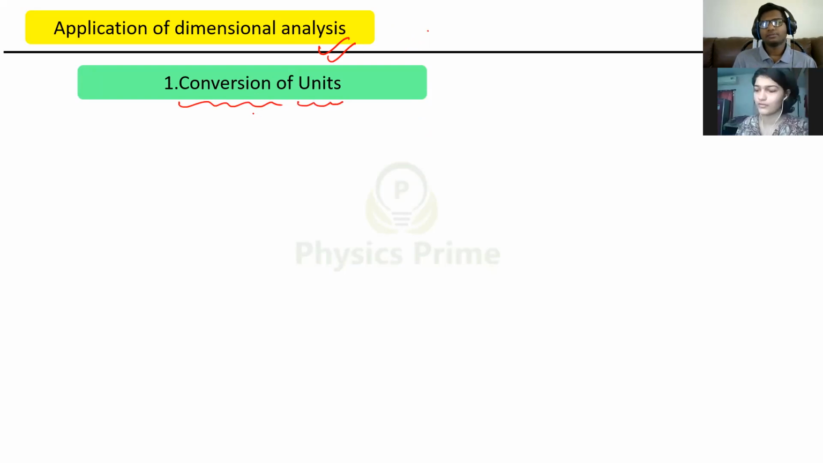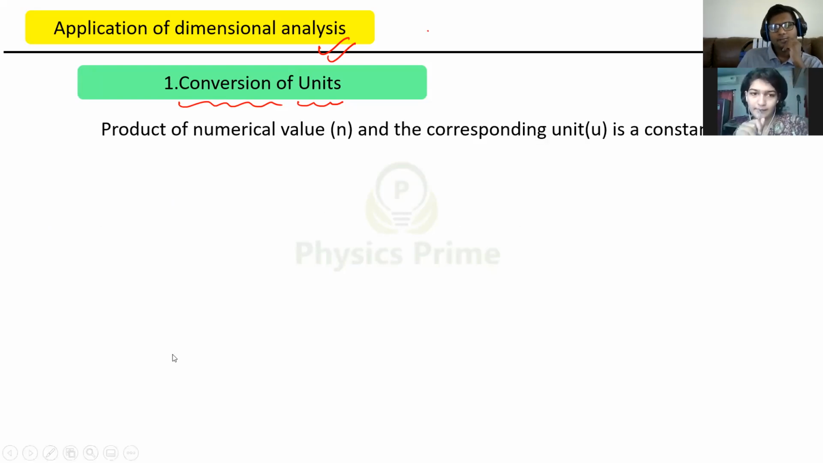what is it? Conversion of units. So how is this based on the principle, that means how we can use this dimensional analysis for conversion of units. What is that? The product of the numerical value and the corresponding unit, nu, is a constant. Why? You understand this principle now. This is an important point.